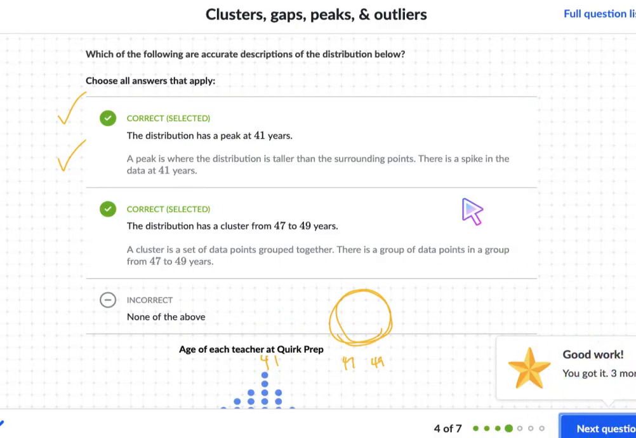Okay, so that's clusters, gaps, peaks, and outliers. Have your vocabulary words handy in case you forget them. And just double check and make sure you have all the correct statements, because those are choose all. Let me know if you have any questions as you work on these, and I'll see you in class.